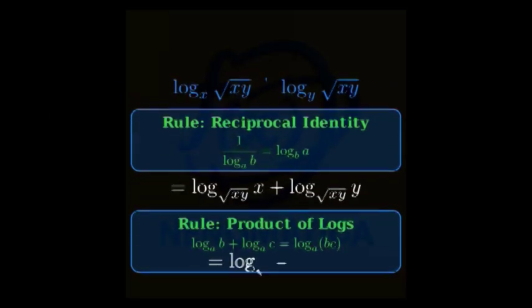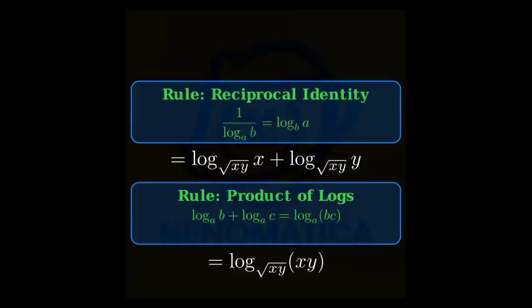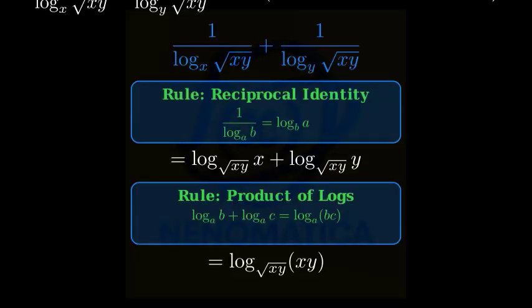Step 2. Since both logs have the same base, add them using the product rule. Log base a of b plus log base a of c equals log base a of bc. That simplifies to log base square root of xy of xy.